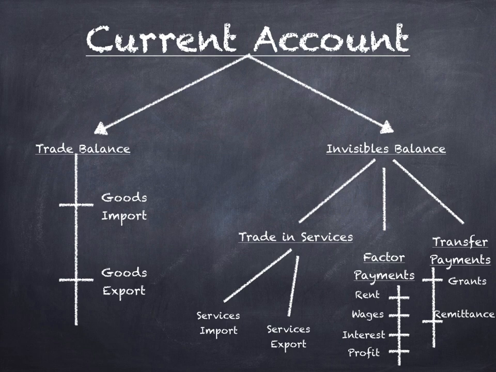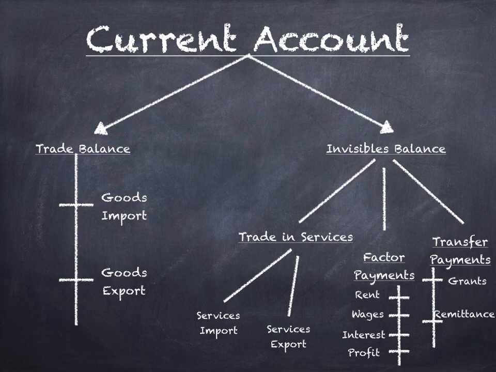Of course, if a person working in the Gulf is sending some money back to his wife, he doesn't expect any good or service in return, right? Of course, I hope so. So that is why that is considered a part of transfer payment, and that is considered a part of remittance. So grants and remittances form a part of transfer payment. All right. Now let's take a look at how these transactions are noted down in the current account.